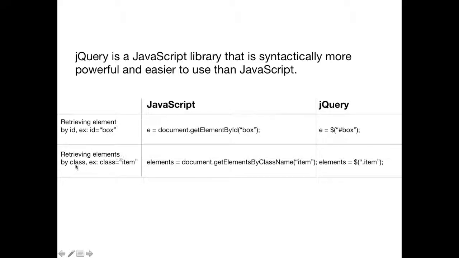If we're retrieving elements by class, such as class item, in JavaScript we would have to say elements = document.getElementsByClassName and then the value between quotation marks. In jQuery we would say elements = and then the $, instead of document.getElementsByClassName. The $ is placed instead of this whole thing, and then dot, which represents class, and then the class name item.